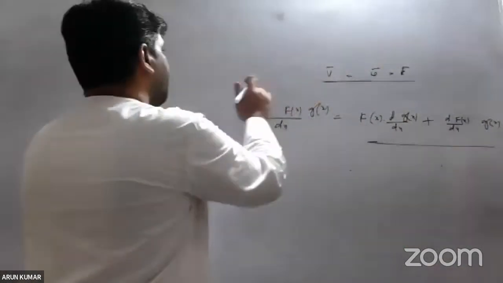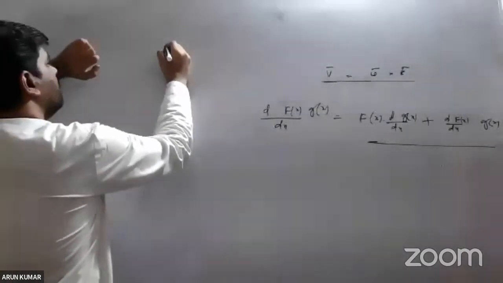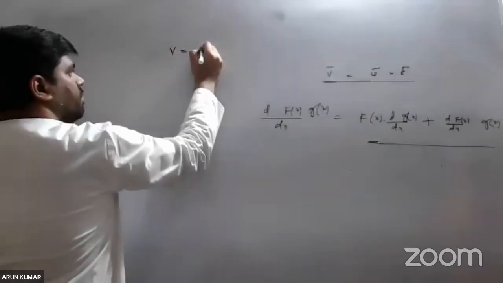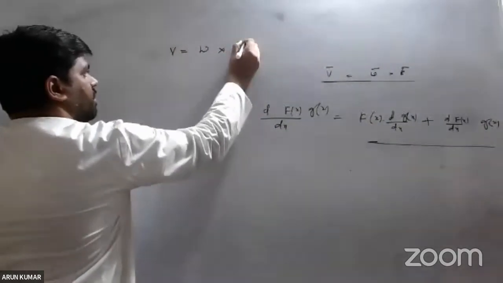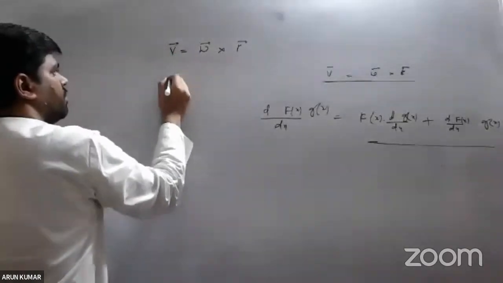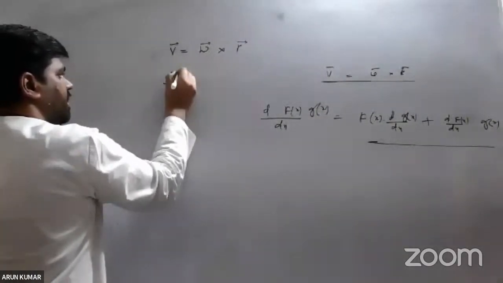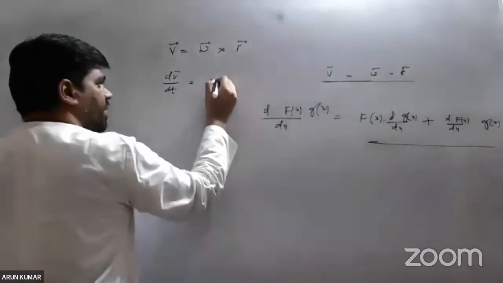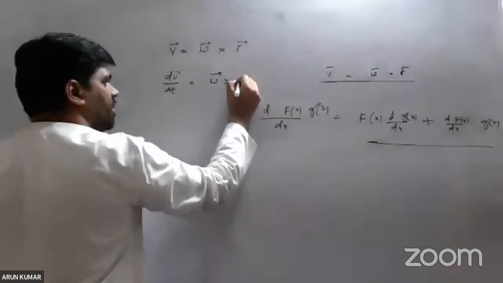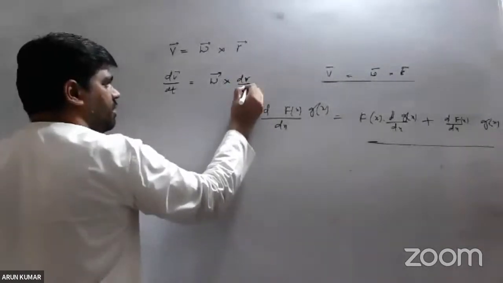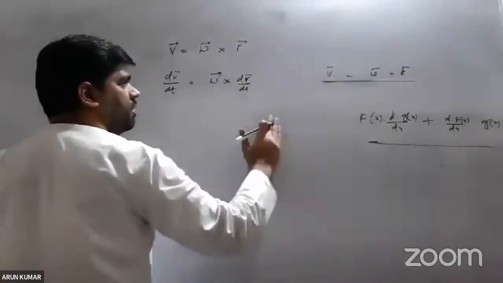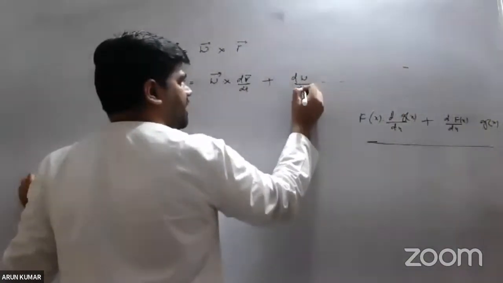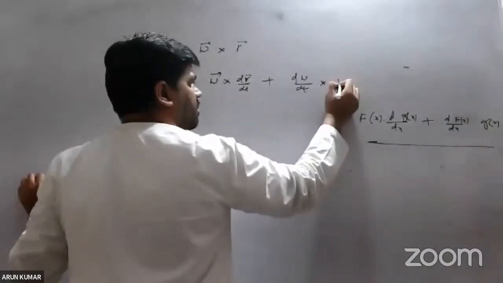So the same thing I'll do now. v is equal to omega cross r. dv by dt is equal to, I'll write, omega times omega cross dr by dt plus d omega by dt times cross r.